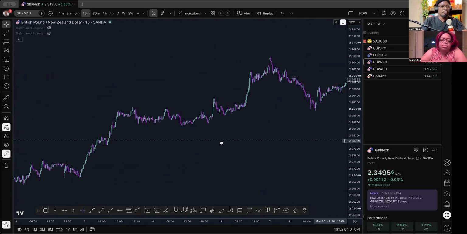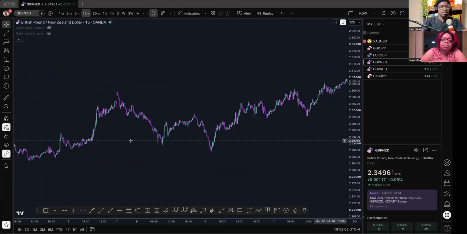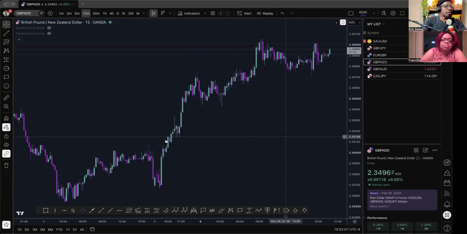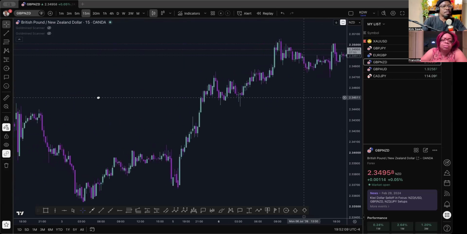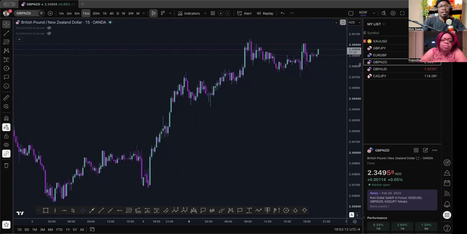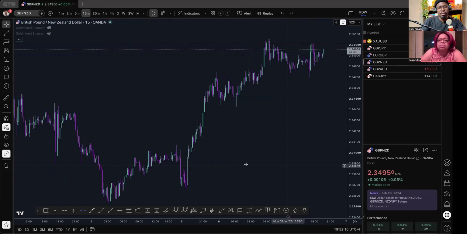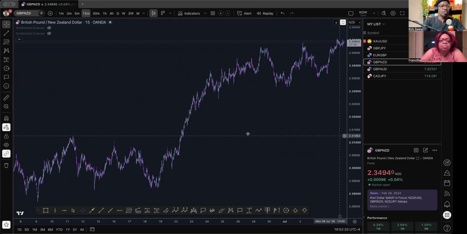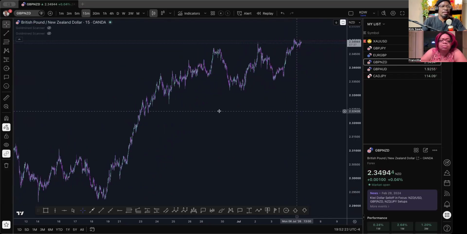All right, so let's see if we can make this make some sense. We are on a 15-minute time frame. The pair we're looking at is GN, the Great Britain pound to the New Zealand dollar. I know we do a lot of stuff on gold, but I wanted to show you a different currency so you can get an idea.